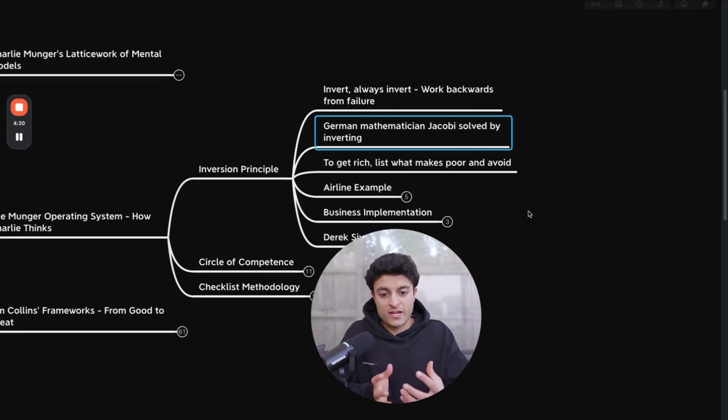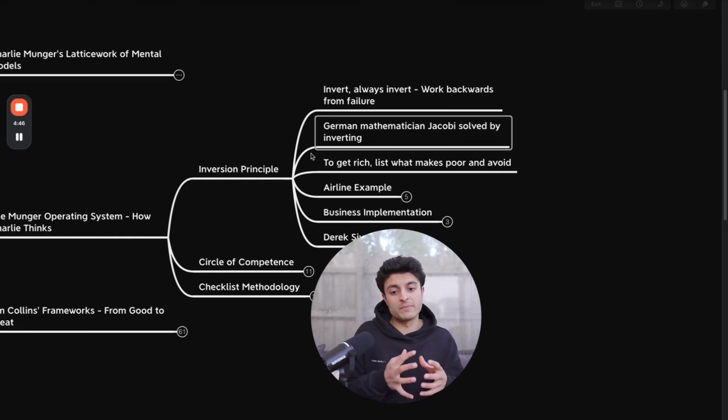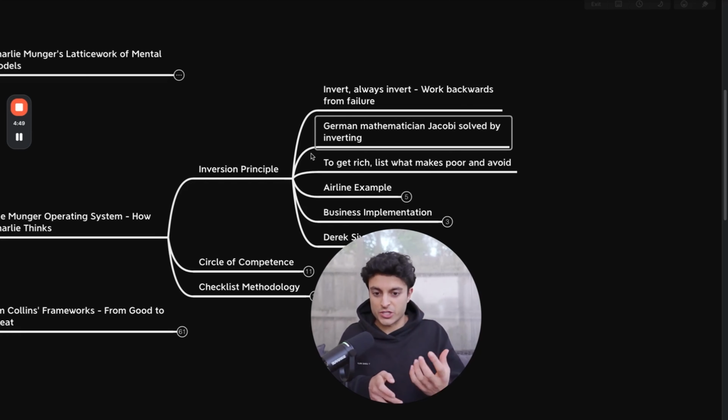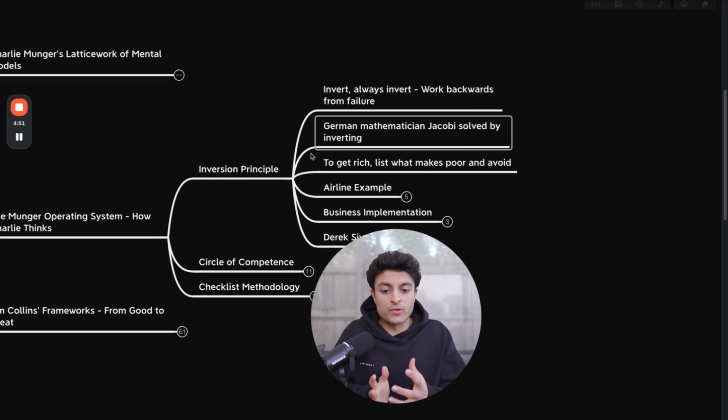German mathematician Jacobi always used the inversion technique to solve complicated math equations. Essentially it's addressing a problem backwards, from the opposite perspective to the convention. To get rich, list what makes you poor and avoid that. To stay healthy, like I mentioned earlier, learn what makes you sick. Learn what things will damage your immune system, what will damage your health. Learn that and you will likely stay healthier than normal people who have this one goal of staying healthy.